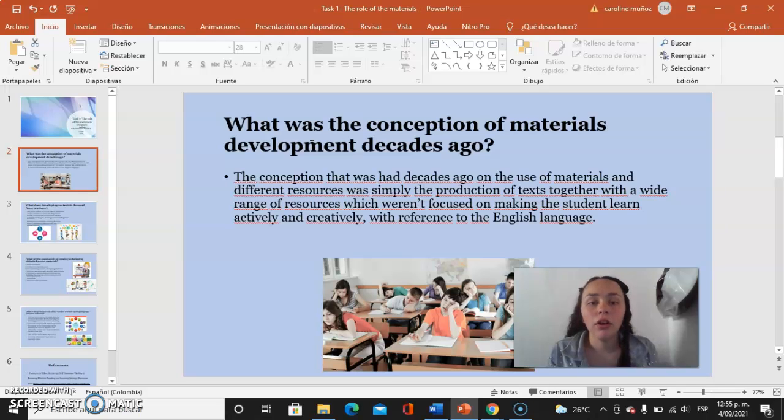Well, the conception about different resources and materials was simply because the traditional education was focused on the production of texts, yes, and in that time, they didn't focus to improve or acquire the skills like speaking or listening, yeah, with respect to the English language.